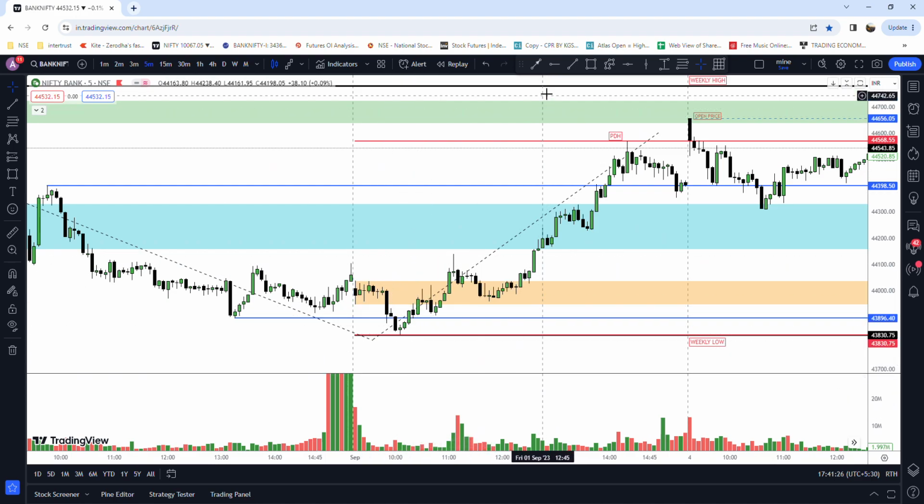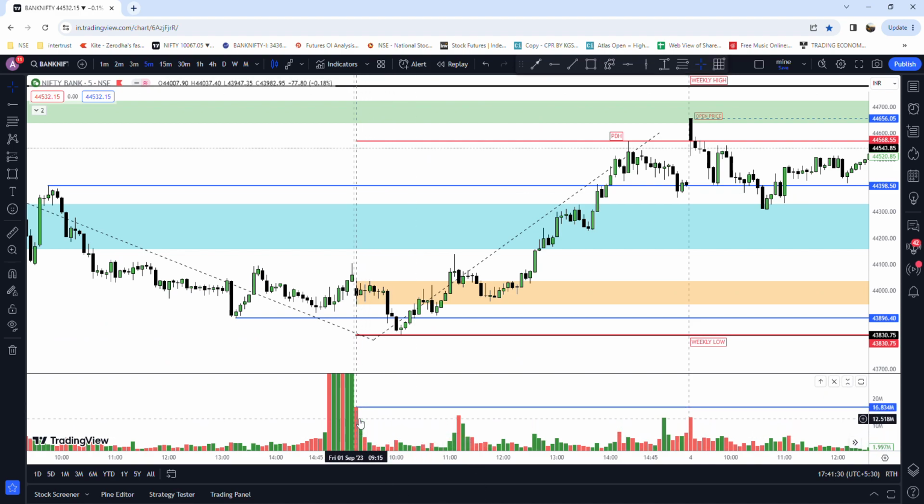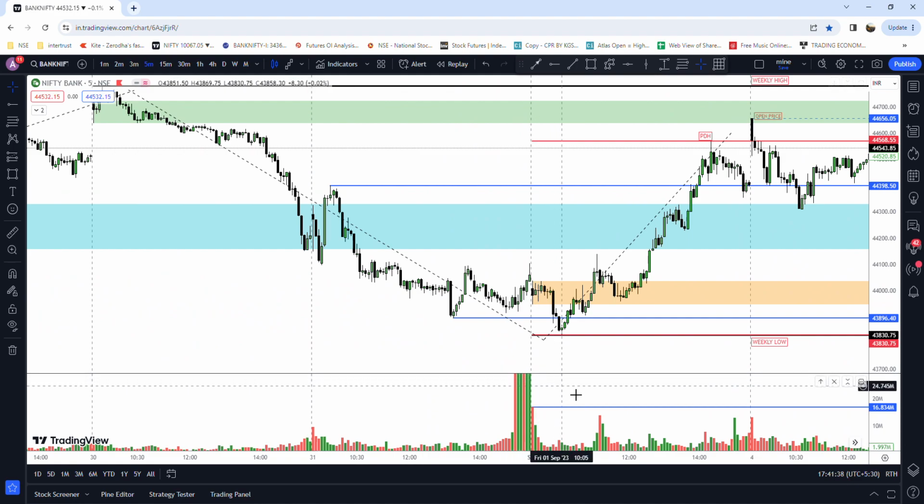As you can see, I'll mark it on the chart. This is the 9:15 candle. This is the volume bar of the 9:15 candle. The entire day, no other volume bar broke it. So we mark this level over here on the chart. Fair enough? You guys understood?